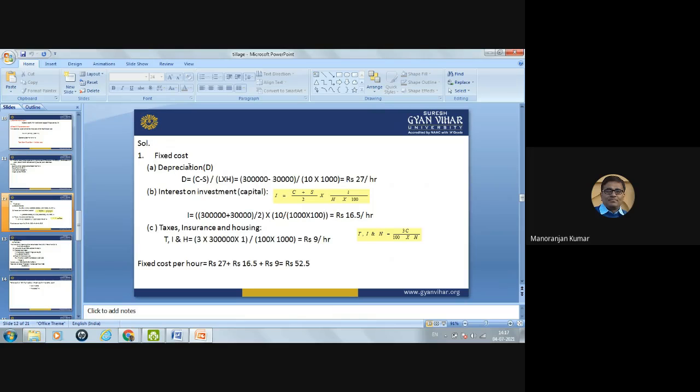So how can you calculate the depreciation of this tractor? The equation is this one: D is equal to C minus S divided by L into H. Here C is the capital investment, that is the 3 lakh. Okay, in the question it is given, it is 3 lakh. And S is the salvage value. So how can you calculate S here?